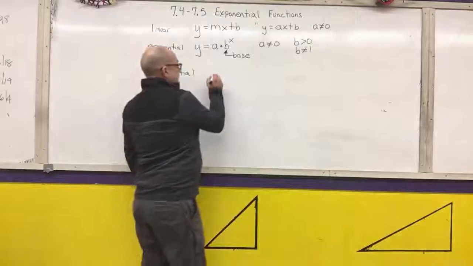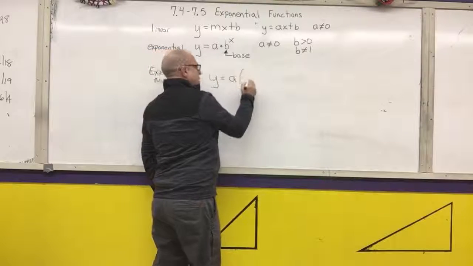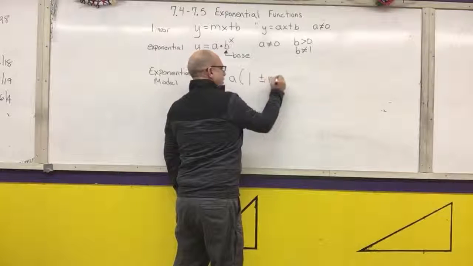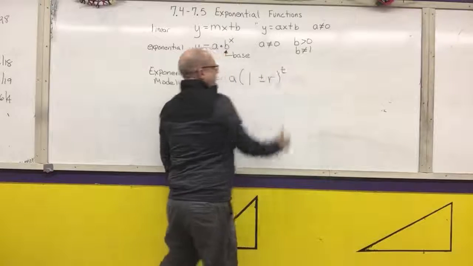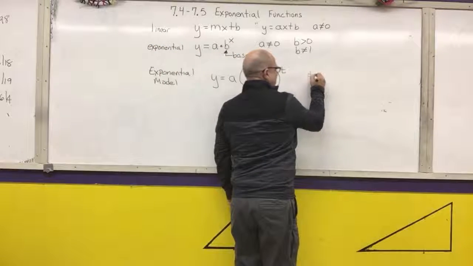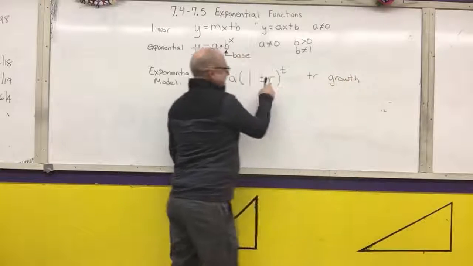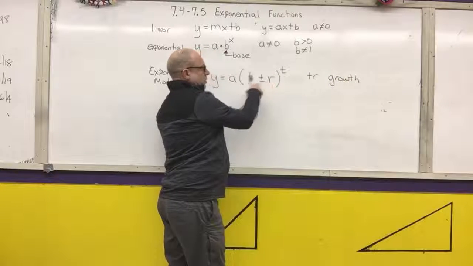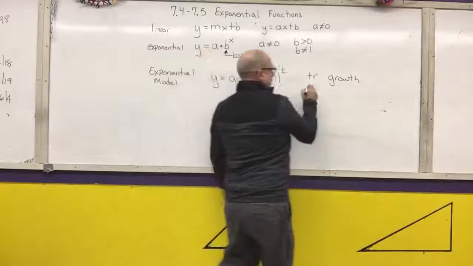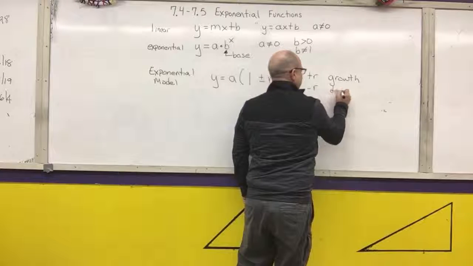Okay, y equals a times 1 plus or minus r to the t. Okay, if I'm using a plus r, it's a growth model. If I'm adding a number to 1, I'm going to get a number bigger than 1, which means it's a growth. If I use minus r, that is going to be a decay model.